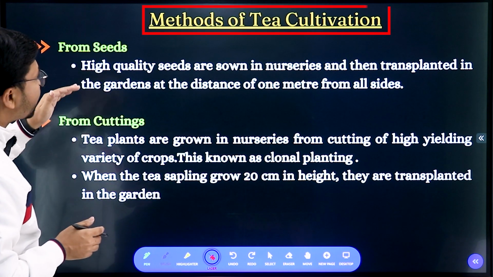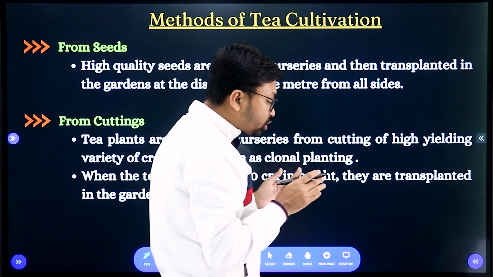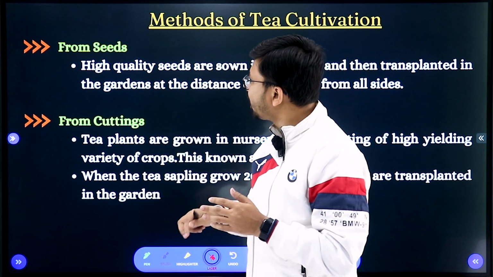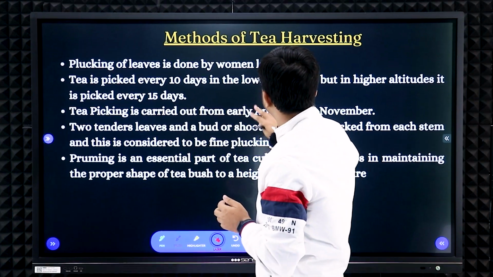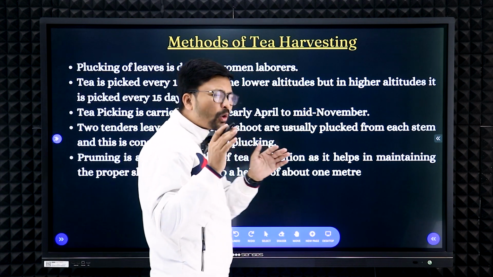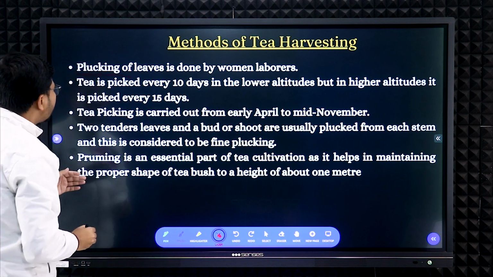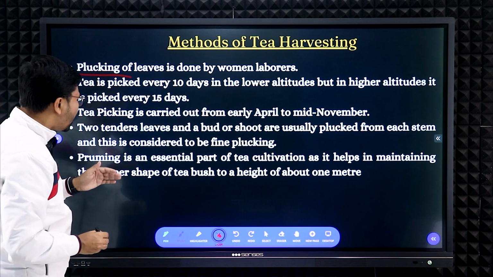Here you can see the methods of tea cultivation: from seeds as well as from cuttings we are getting tea. Next one, the methods of harvesting. Here there are different processes. You just need to focus on the keywords right now. First of all, you can see here the plucking, that is very important, right?